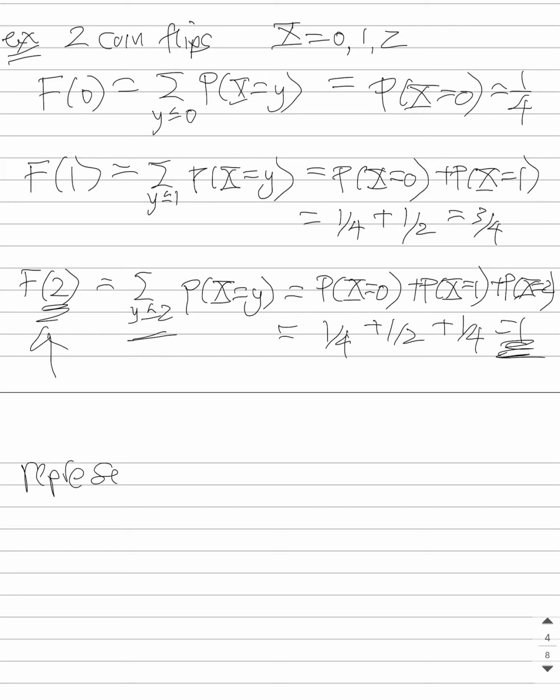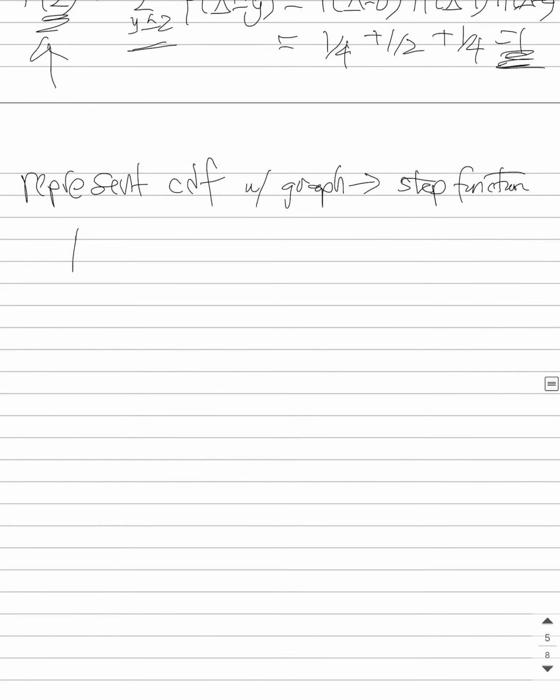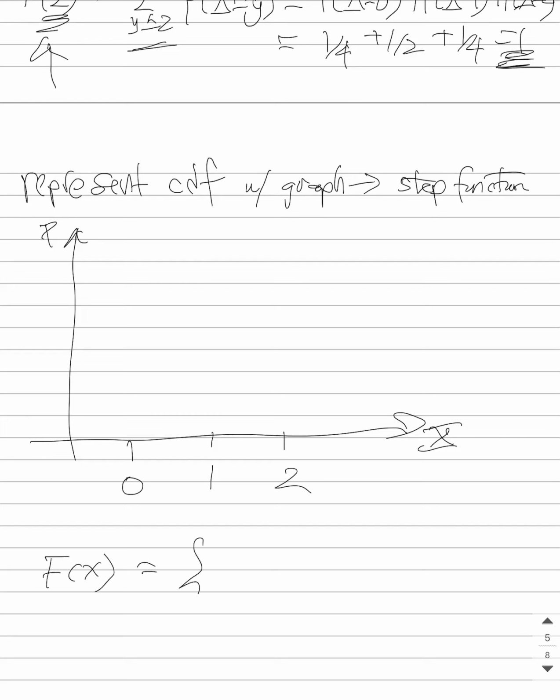So the final thing that I want to mention is that you could represent a CDF with a graph, and this graph is always something that we call a step function. And in a similar way to what we did in the previous situation, we will have the values of x on the horizontal axis, and we will sum up the probabilities on the vertical. So the CDF could be represented as a piecewise function.